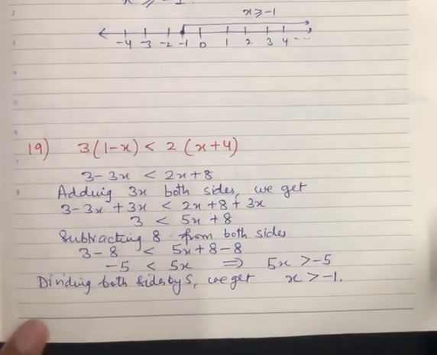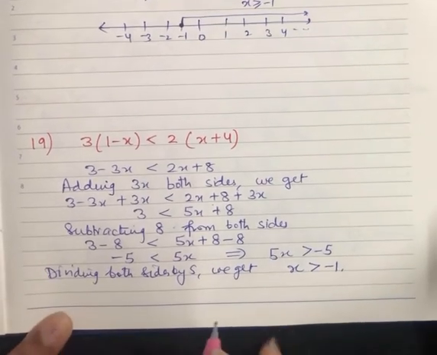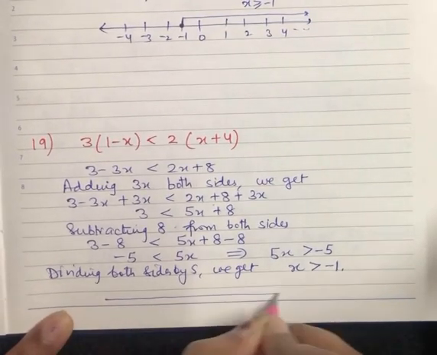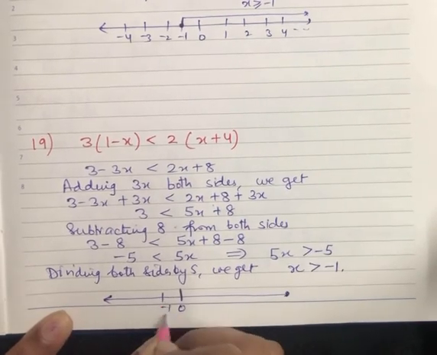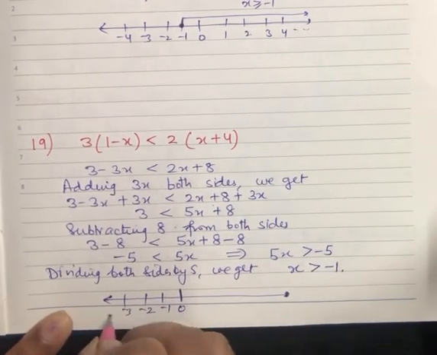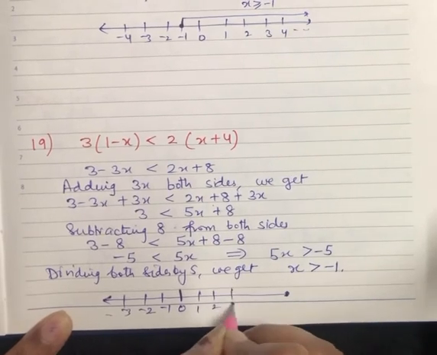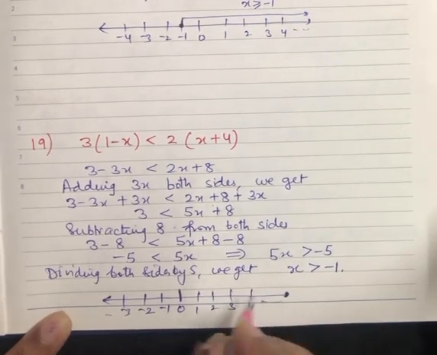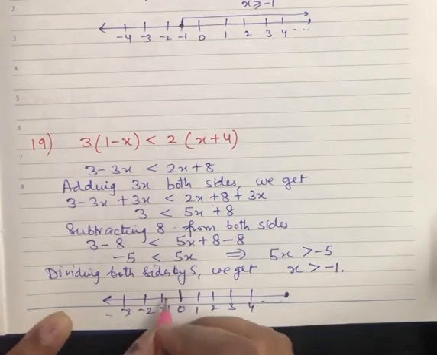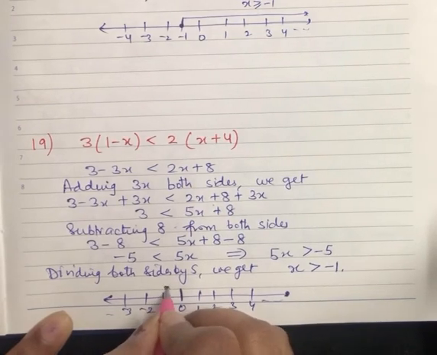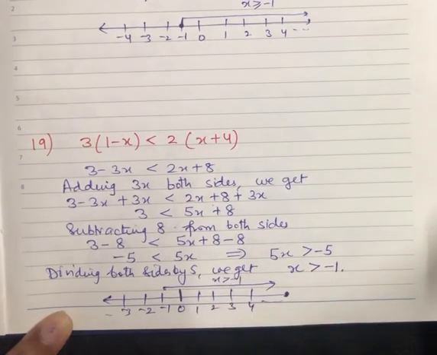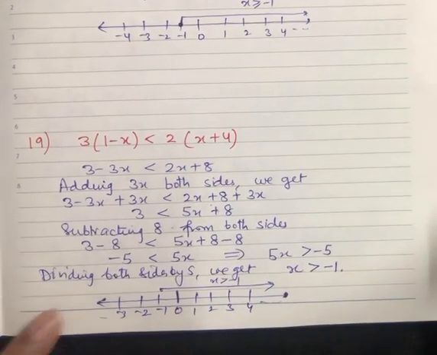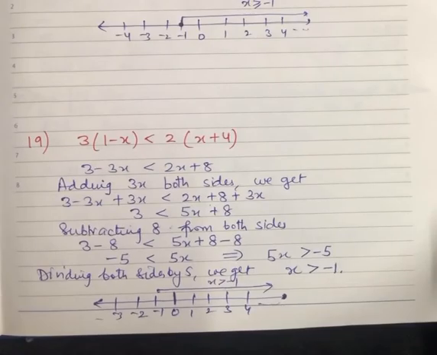So here again we can plot it on number line. 0, minus 1, minus 2, minus 3 and so on. 1, 2, 3, 4 and so on. So greater than minus 1. So minus 1 is not included. Just this line. This is x greater than minus 1. So here minus 1 will not be included.